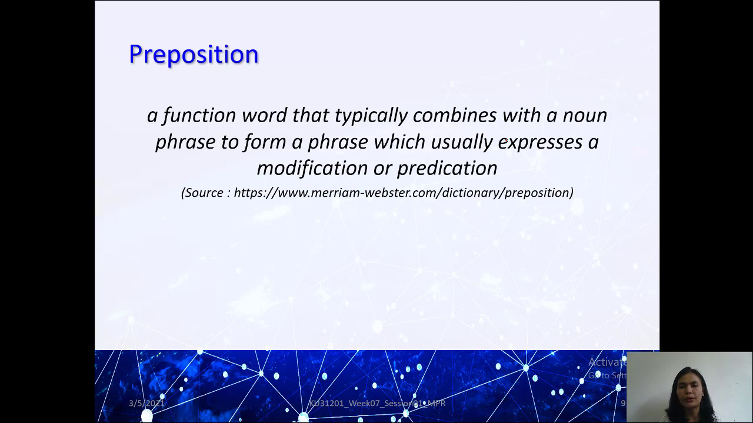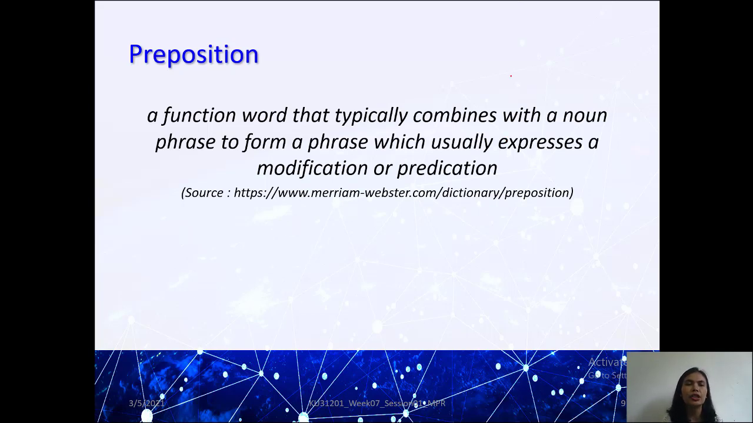Okay, so what is actually a preposition? According to Merriam-Webster dictionaries, a preposition is a function word that is typically combined with a noun phrase to form a phrase which usually expresses a modification or predication. So it's actually just a simple word, I would say, but it is very significant to indicate whether the noun is actually a place, a time, or something like that.